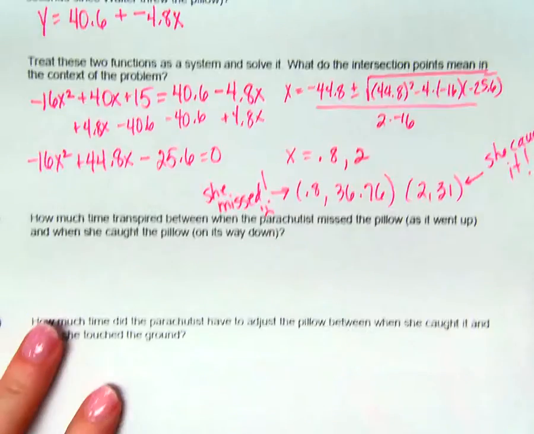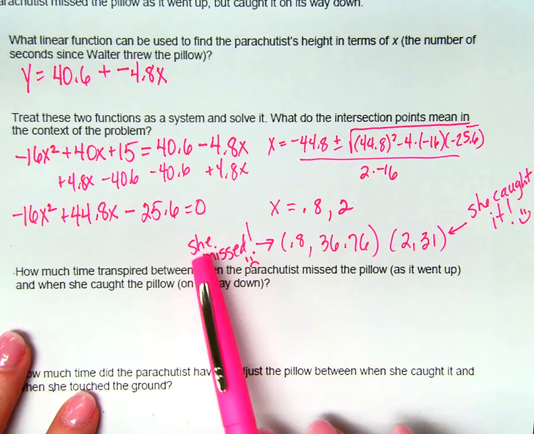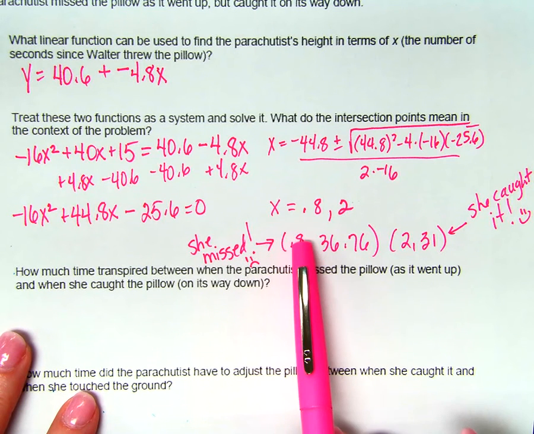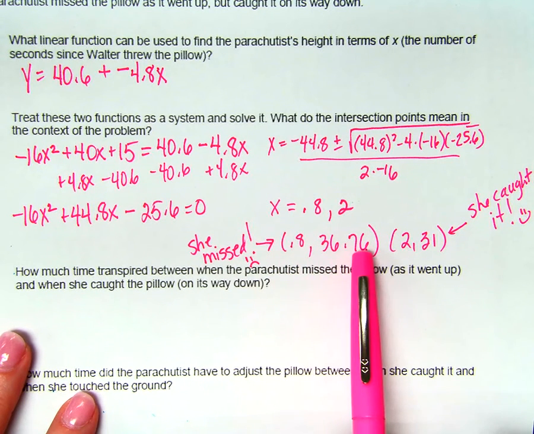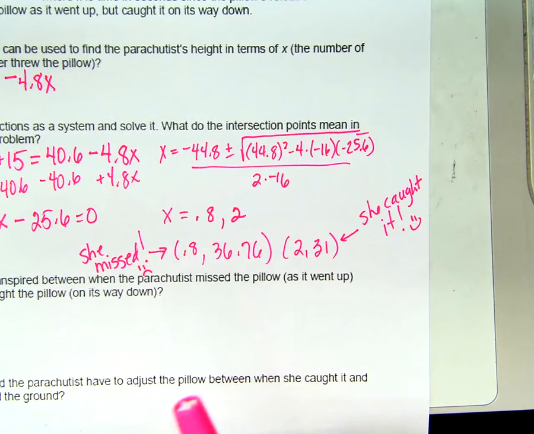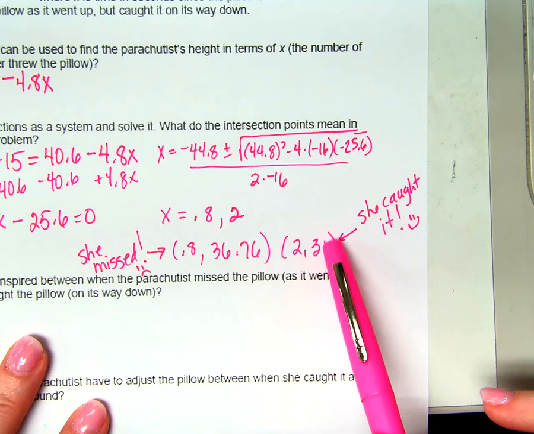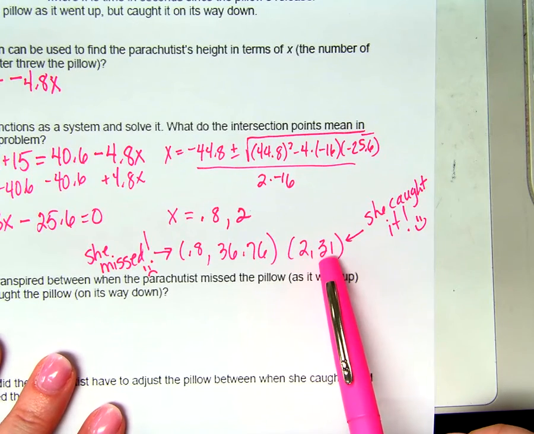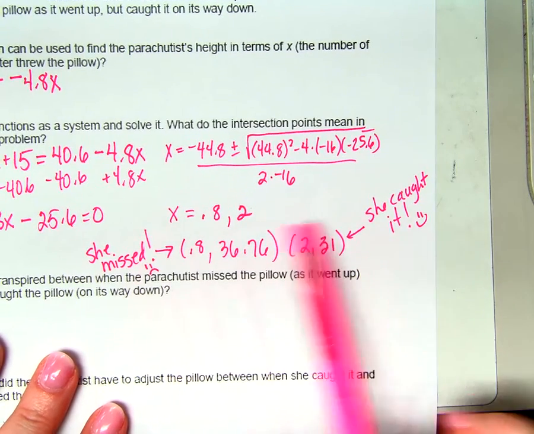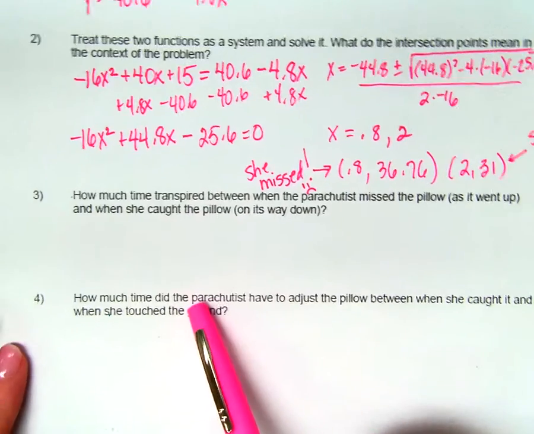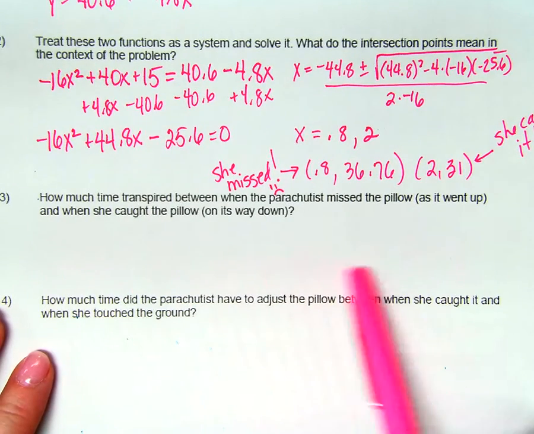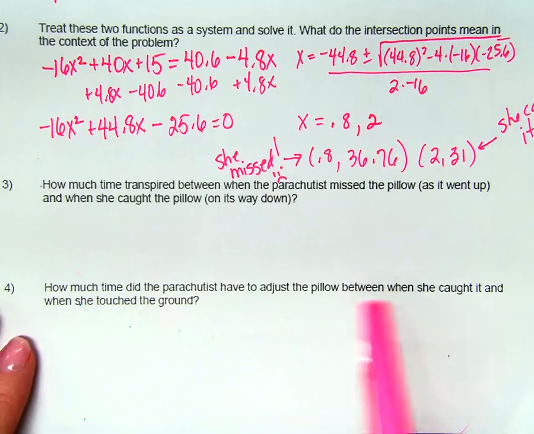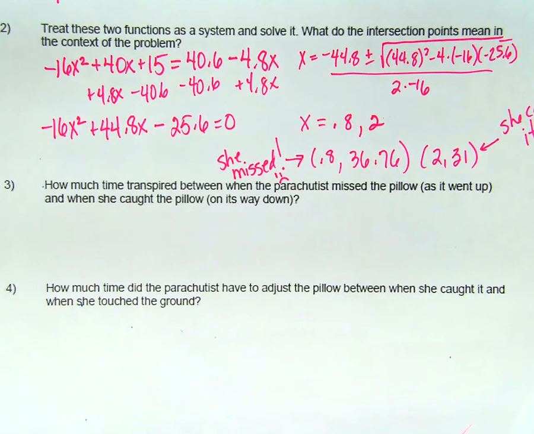So, as I've tried to do, not very well on this problem, because I should have said she missed the pillow 8 seconds after Walter threw it when she was 36.7 feet above the ground. Seconds, what did I say? You said 8 seconds. Thank you, 0.8 seconds. And then when she was at 2 seconds after Walter threw the pillow, when she was 31 feet above the ground, she caught it. Those should be real complete sentences, okay? That's what I want on 3 and 4. Find an answer and then write me a sentence about what it actually means. I mean, like an actual sentence. Capital letters, correct punctuation, stuff like that. That's what I want you to do on 3 and 4.